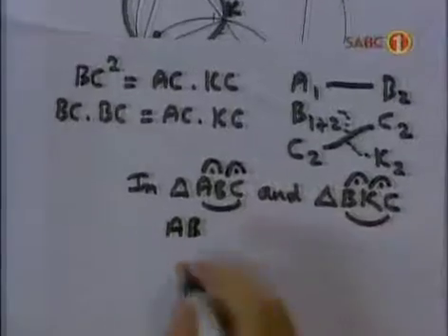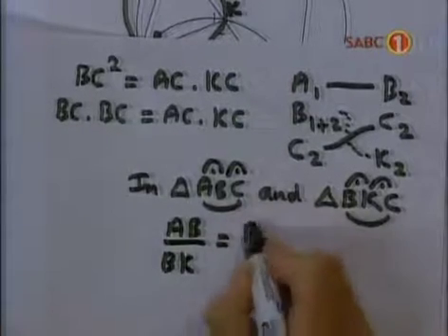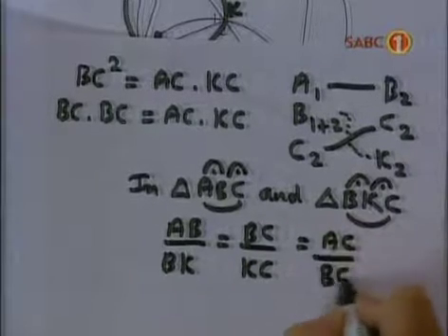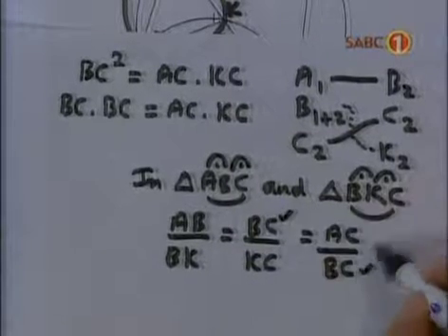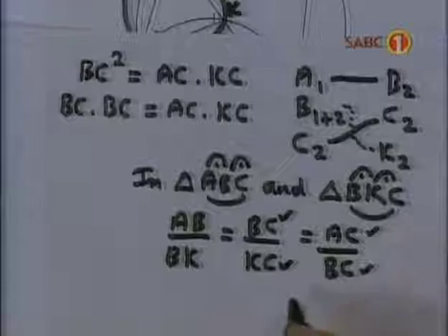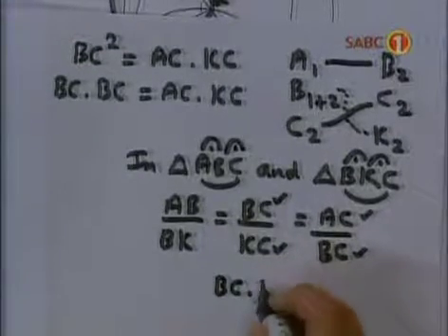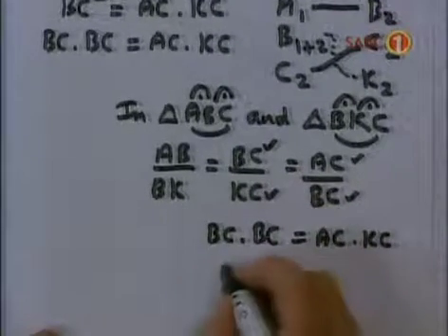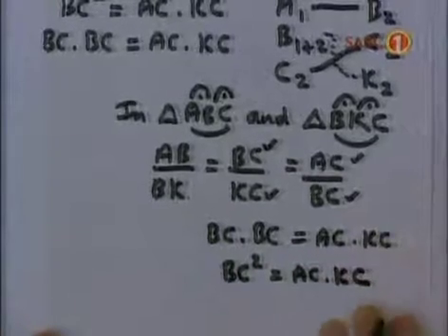So then we go AB over BK equals BC over KC equals AC over BC. And then we just choose the relevant ones. What do we want? BC, I think the last two. Then we cross multiply: BC times BC is equal to AC times KC. And there we have BC squared equals AC times KC. And there we've got it.